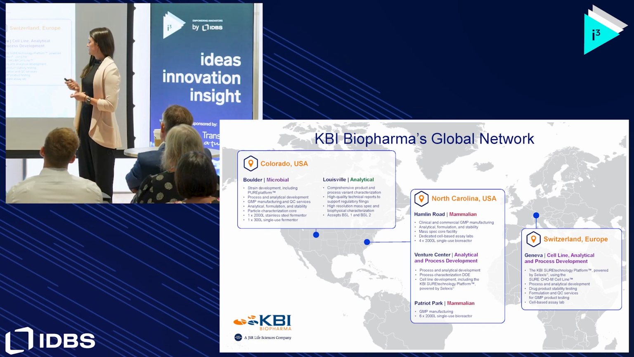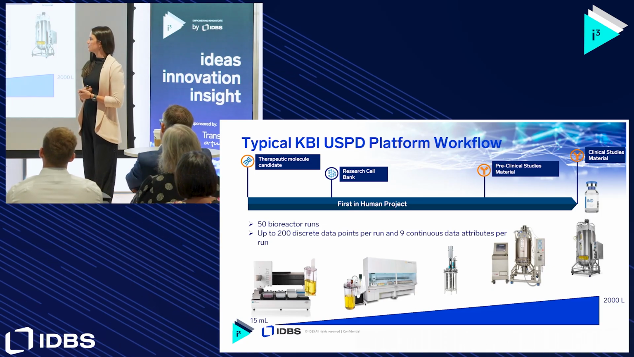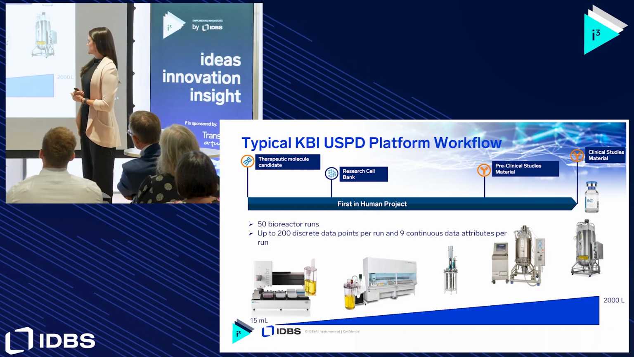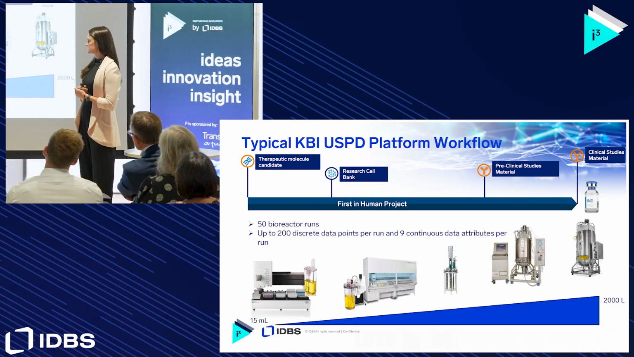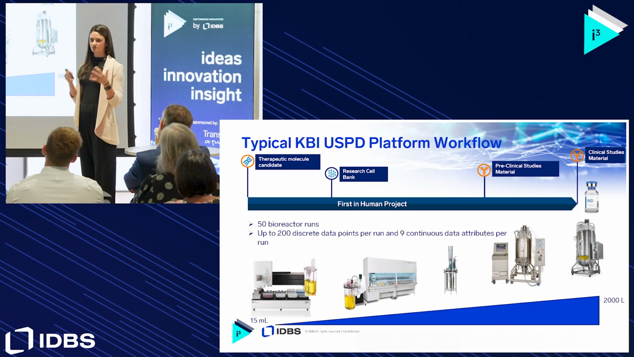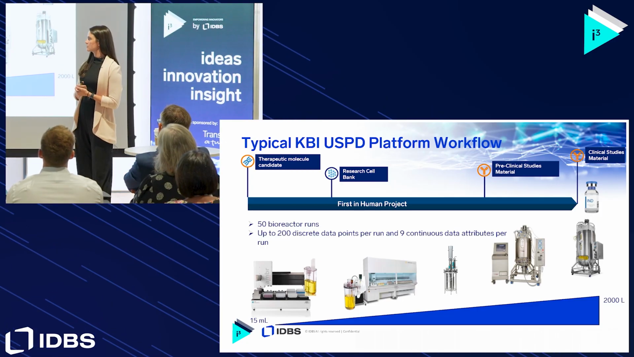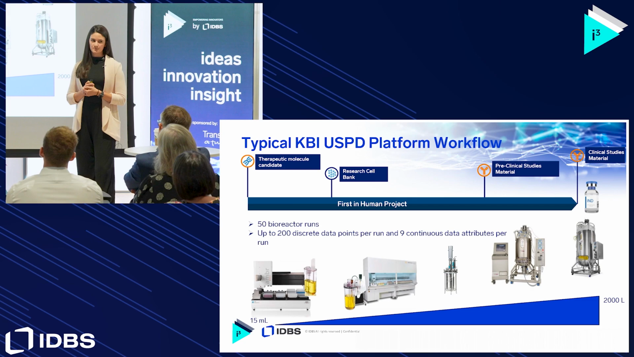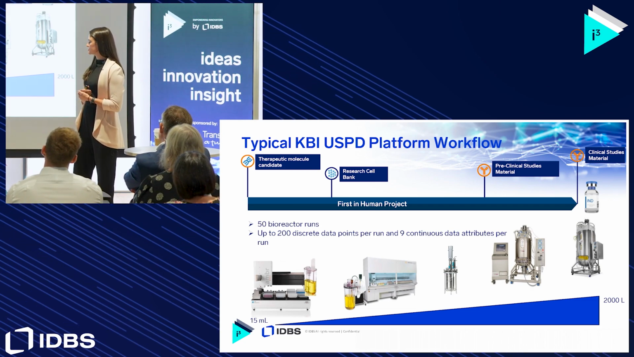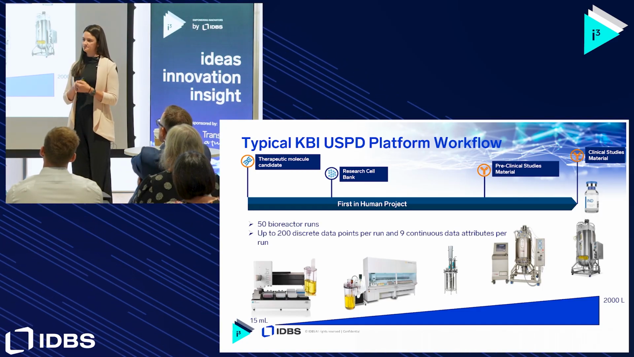So next I'll go through a little bit about the scale of this challenge. This is a typical upstream process development workflow for KBI. So we start with a molecule candidate, and then we scale up and refine that process until we get to our clinical material that is going to be used for clinical studies. Throughout this whole journey, we might run up to 50 different bioreactor experiments. And for each of those bioreactor runs, we collect up to 200 different discrete data points and have 9 continuous data attributes that we're streaming.